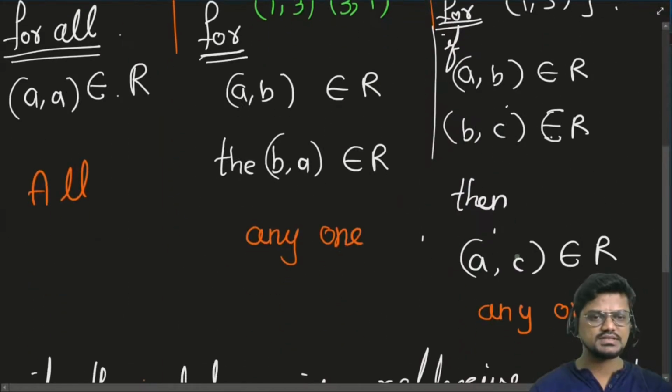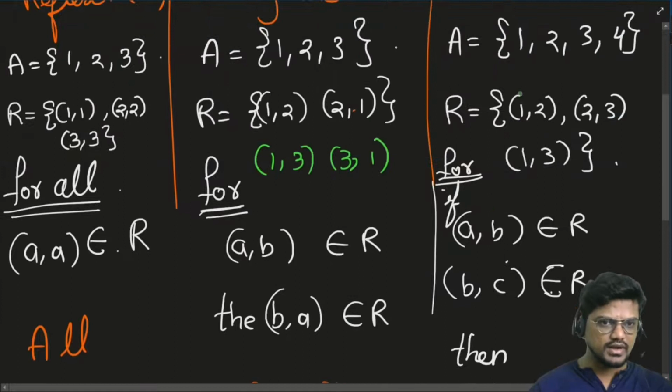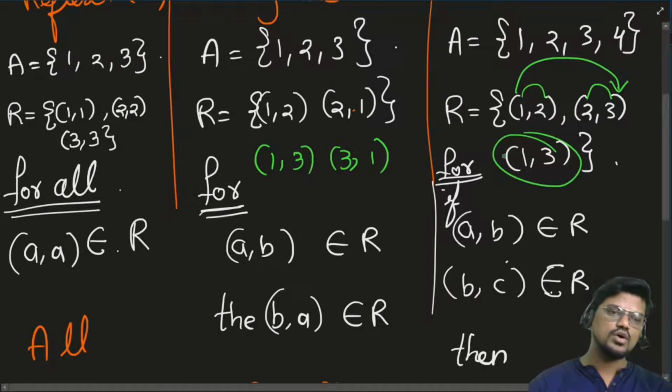How can we say it is transitive? If (1,2) and (2,3) are there, then (1,3) should also be there in the relation. Only then we can say that the given relation is transitive.